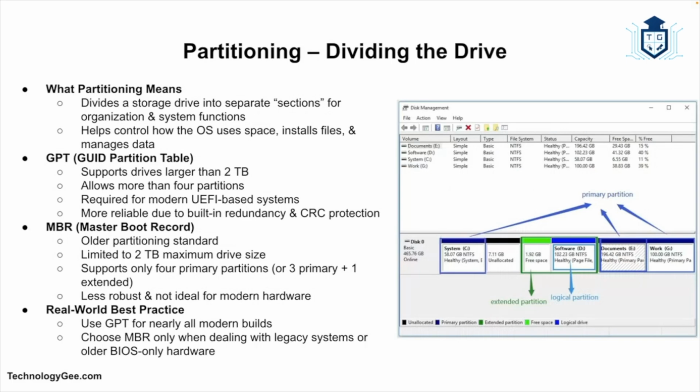All right, next let's talk about partitioning. So partitioning is deciding how your storage will be split up. You could think of it as creating sections on the drive for different purposes. The first type of partition is called GPT, or GUID partition table, and this supports large drives over 2 terabytes. This can have more than 4 partitions, and this is required for UEFI systems.